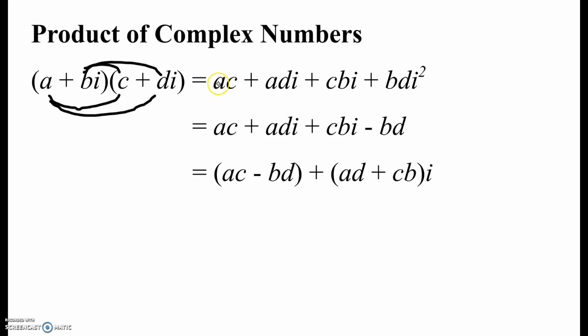So we can rewrite this expression as a times c plus a times d times i plus c times b times i. And then instead of plus b times d times i squared, we can write that as minus b times d. And then combining our like terms, the ac and the bd do not have an i, so they can be grouped together. And the ad and cb do have an i, so they can be grouped together, leaving us with our final answer.